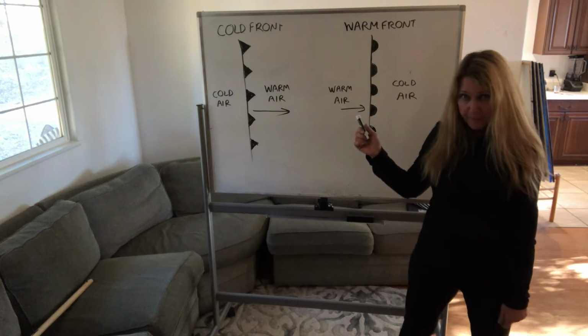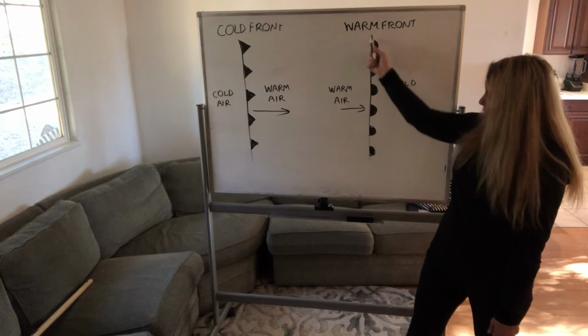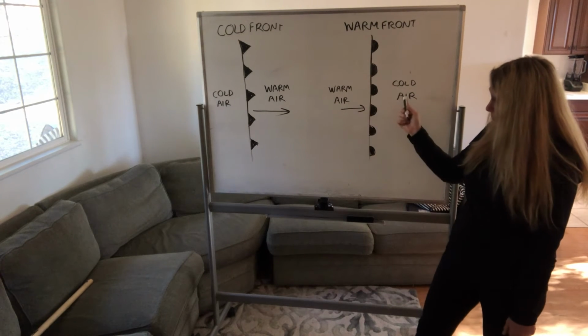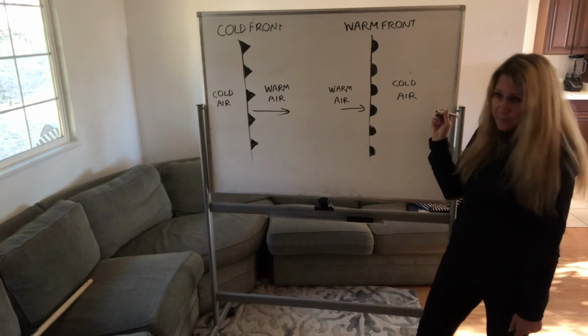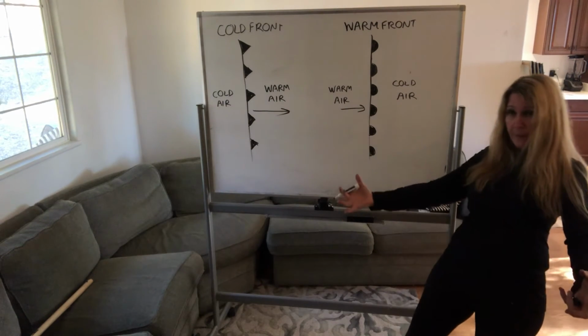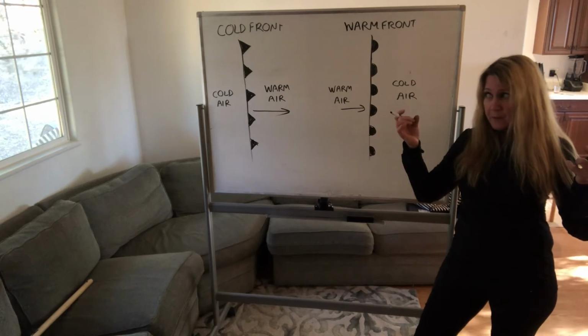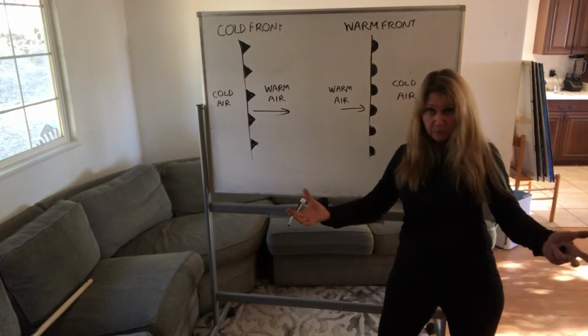Warm front is indicated like this. So we have, this is the boundary between the warm air mass, the cold air mass. We're going this direction. So a warm front is when the cold air is replaced by warm air. And when you have a warm front, oftentimes it is accompanied by rain, so rainfall.